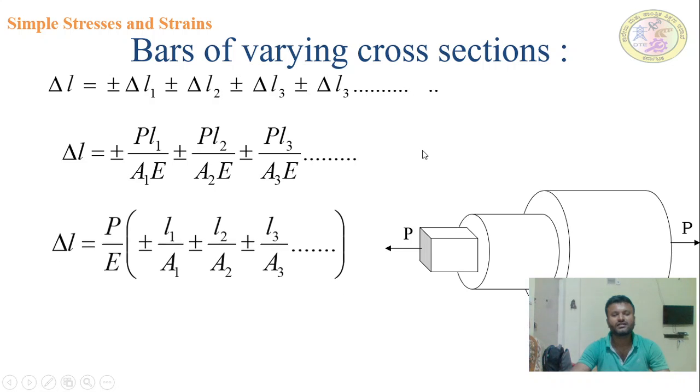We take the common factor outside. Delta L is equal to P, since the load is common to all the sections, and E, Young's modulus of elasticity, is common for all the sections. The remaining thing is the varying parameter for the different sections: plus or minus L1 divided by A1, plus or minus L2 divided by A2, plus or minus L3 divided by A3. Understand? This is how to find the change in length when axial tensile force is applied to bars of varying cross sections.